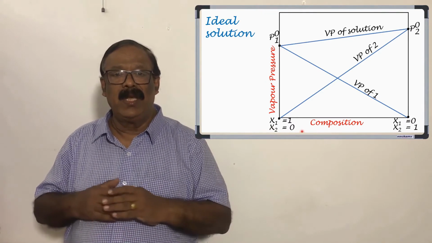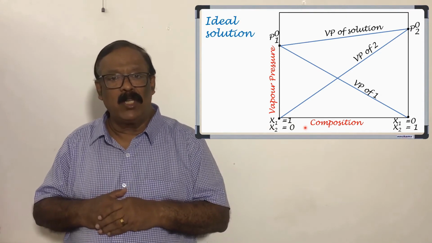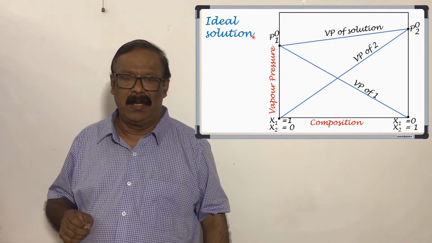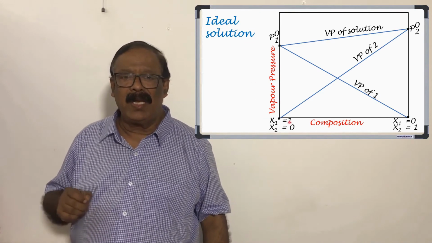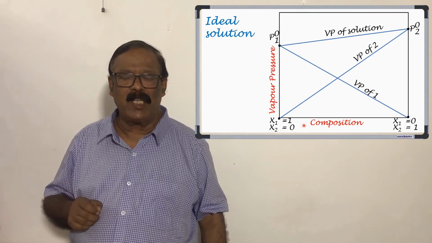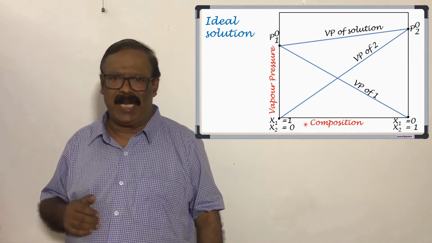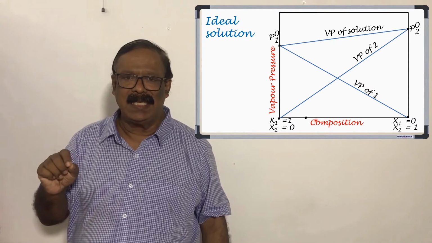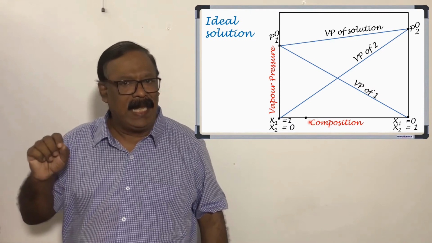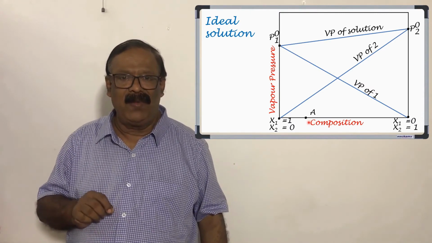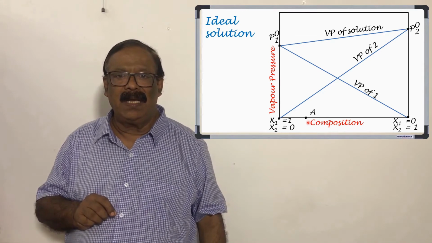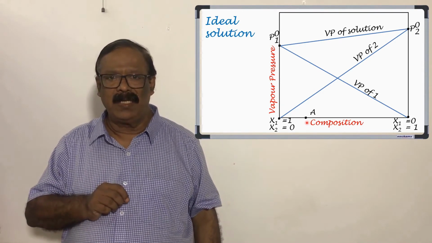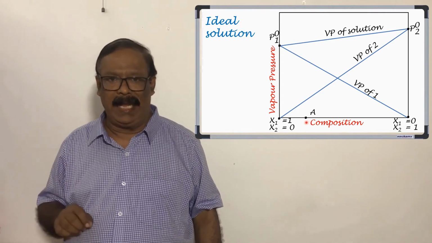Thus, this gives the vapor pressure composition diagram of an ideal solution. From this graph, you can calculate the vapor pressure corresponding to any mole fraction. Consider the point on the x-axis denoted by the letter A. We want to calculate the partial vapor pressures and vapor pressures of the liquid corresponding to the point A.